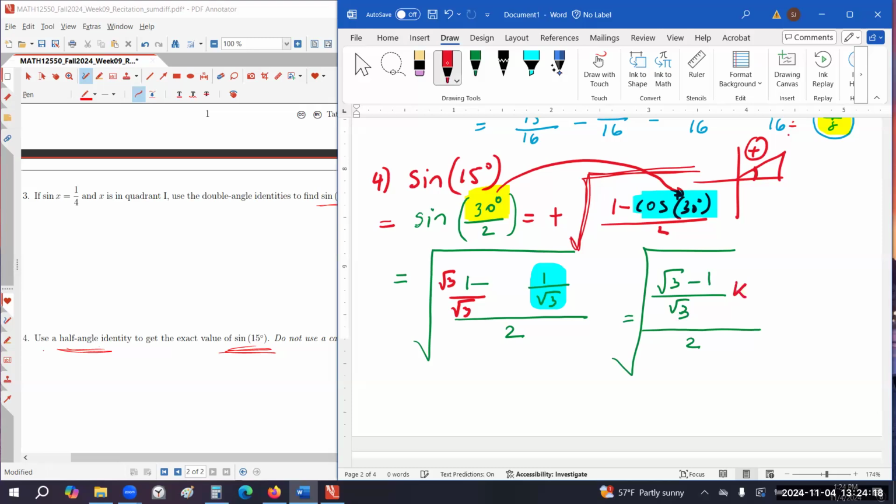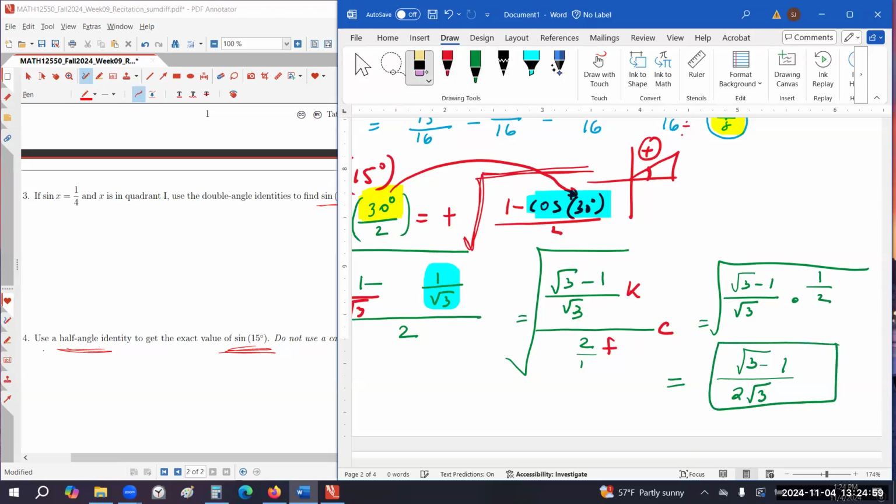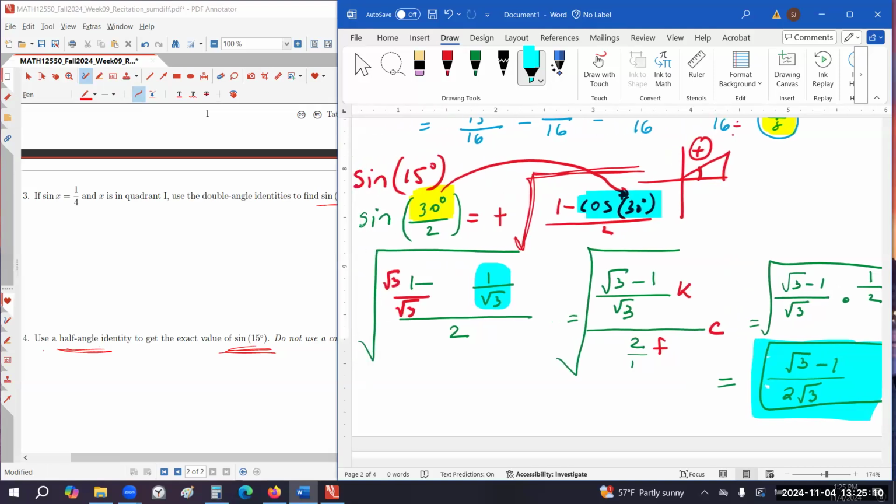In order to simplify more, we are going to keep the numerator, change the division sign to multiplication, and flip our denominator. So we have square root of 3 minus 1 over square root of 3, times 1 over 2, since 2 has an invisible 1 below it. Finally, when we multiply top to bottom, on the bottom we get 2 square root of 3, and on the top we have square root of 3 minus 1. Now we have no idea how much this is without using a calculator, so this is our final answer.